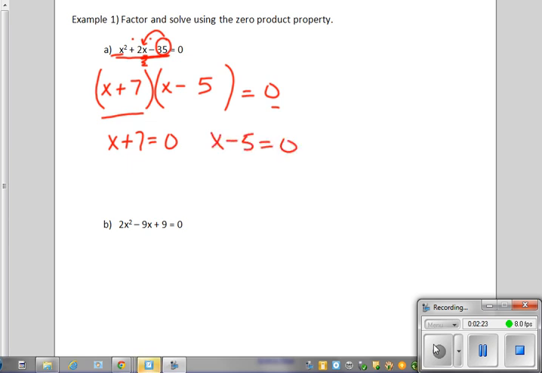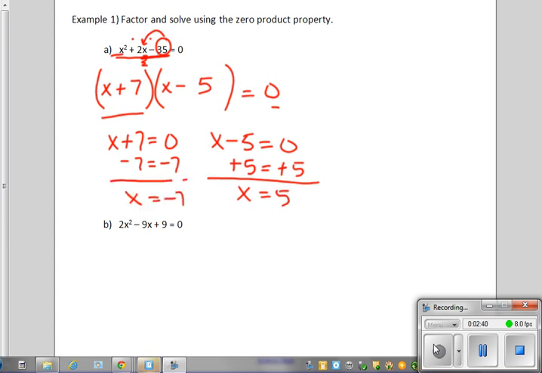Basically what we're doing here is when we use this zero product property, we are finding the x-intercept. So basically what you have to do is solve for x. So I'd solve for x on both sides, and when I solve for x on both sides, I'd find out x equals 5 and x would equal negative 7. So those would be my intercepts where it would cross the x-axis.